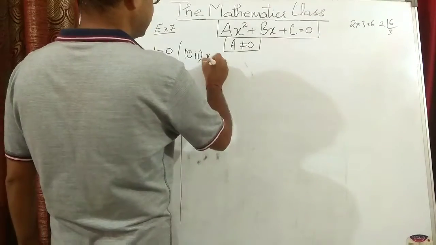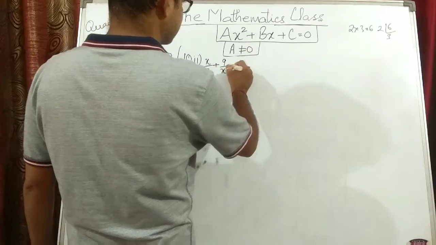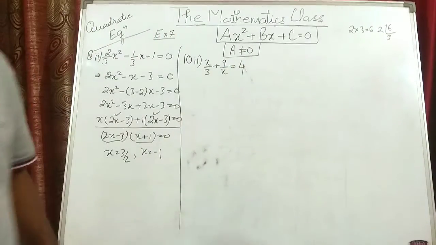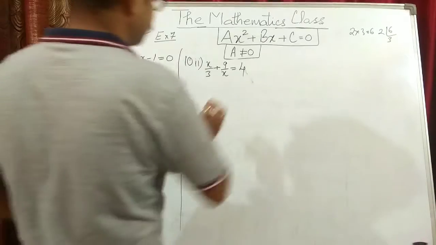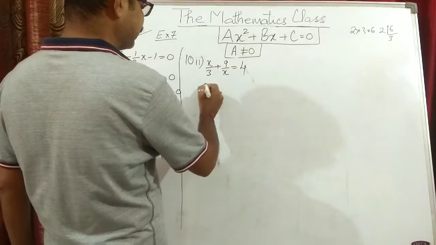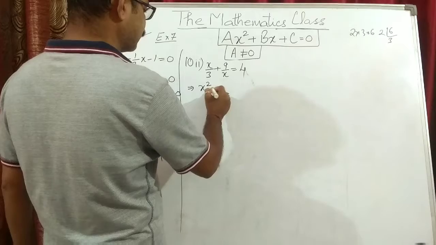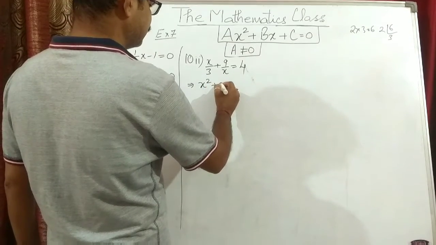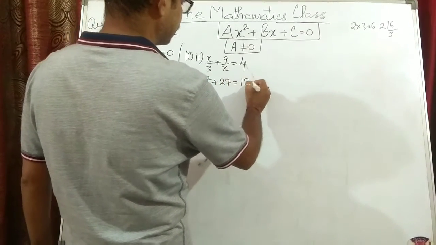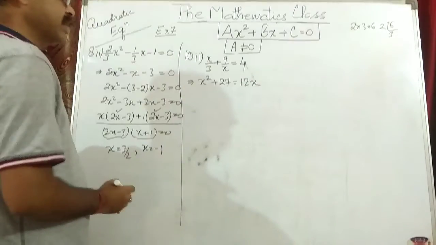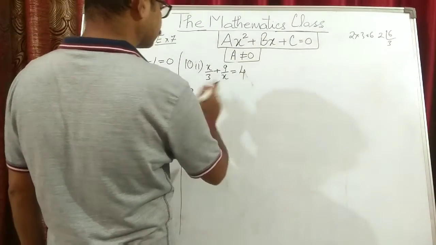X upon 3 plus 9 upon x is equal to 4. This is the question. What we'll do, we'll take LCM. LCM will be 3x. So this will become x into x is x square plus 9 3s are 27 is equal to 4 3s are 12x. When you take the LCM as 3x, okay, I'll solve it for you.